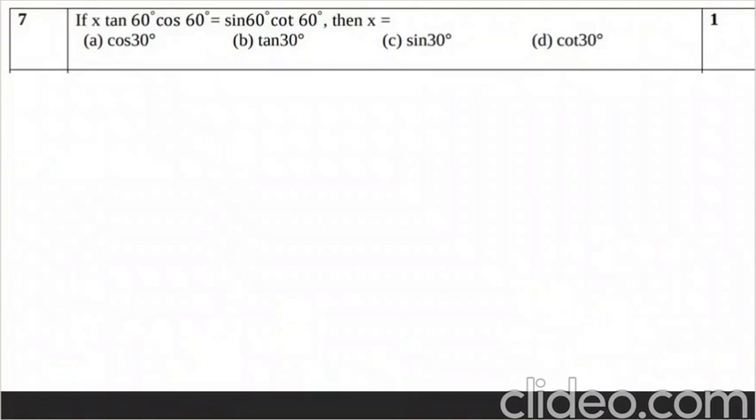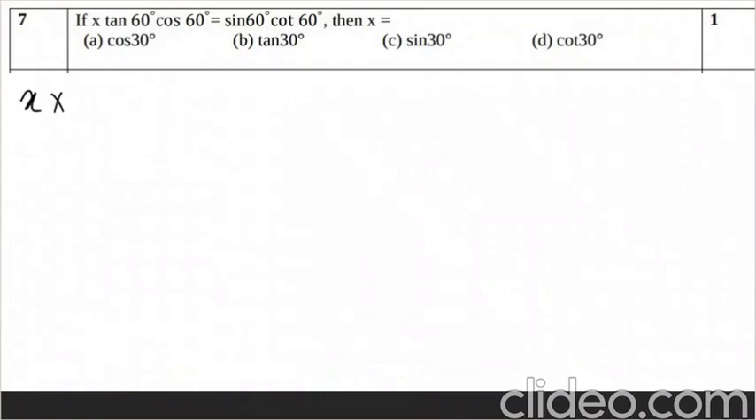If x tan 60 cos 60 is equal to sin 60 cot 60, then x is what? So tan 60 cos 60 is there. It is looking a little bit complicated, but it's not, believe me. Just put the values. You have studied the complementary angle ratios, isn't it? Just put the simple values.